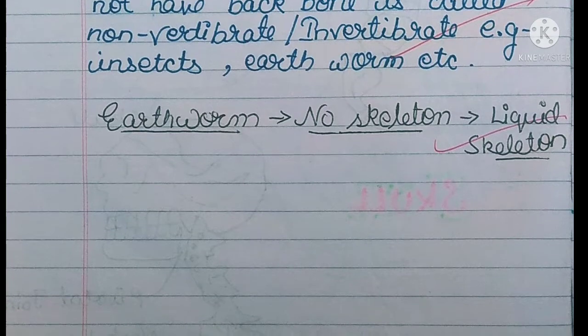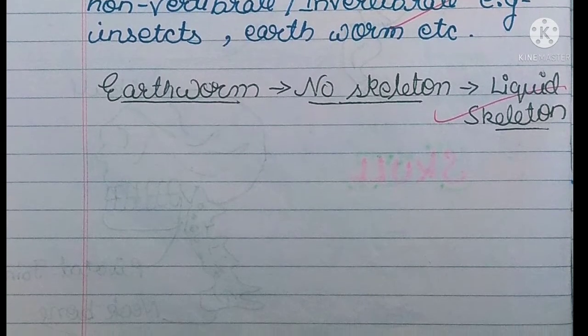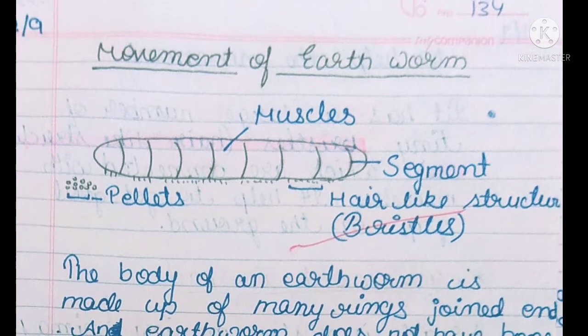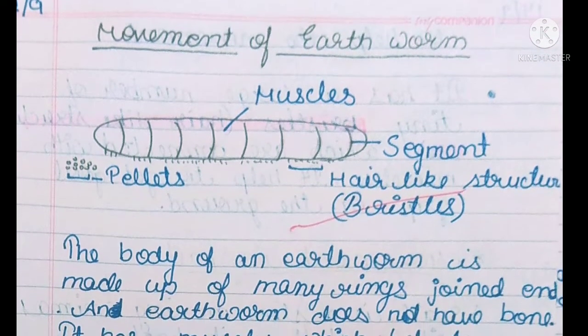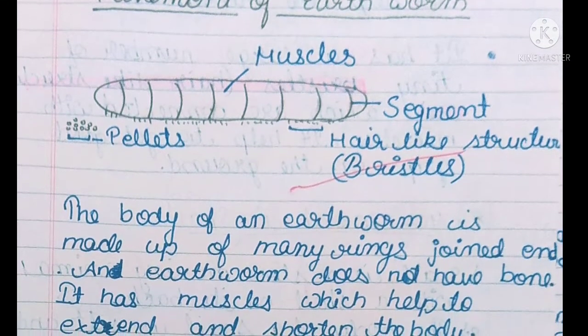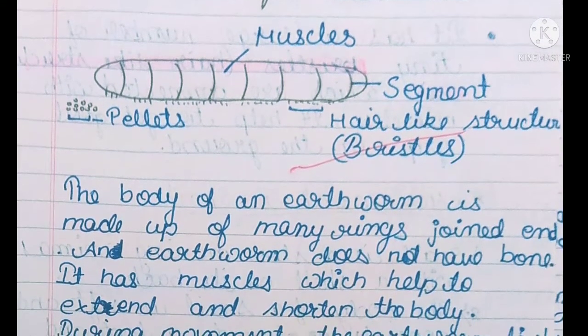Earthworm. No skeleton. Liquid skeleton. Movement of earthworm. The body of an earthworm is made up of many rings joined. An earthworm does not have bone. It has muscles which help to extend and shorten the body.